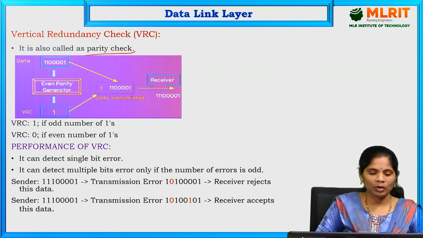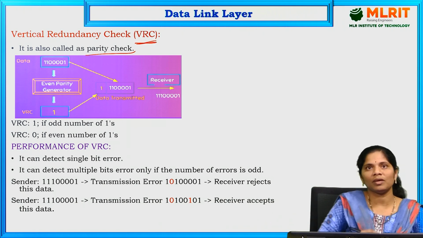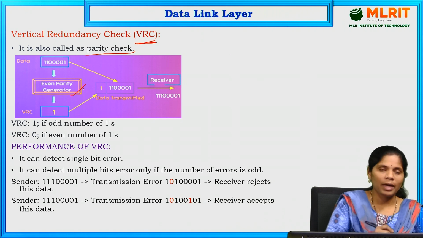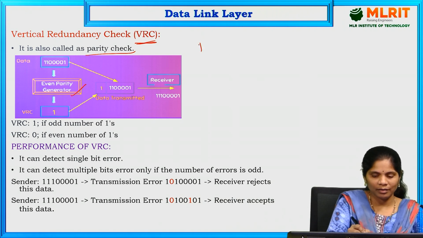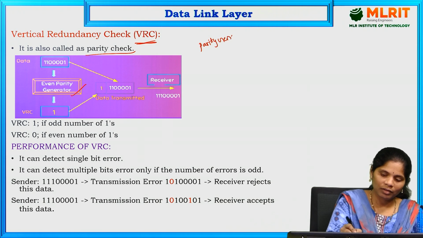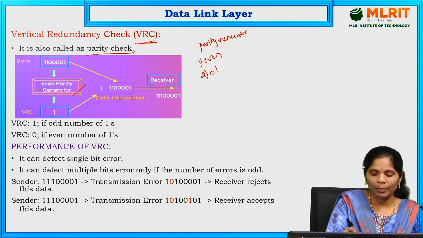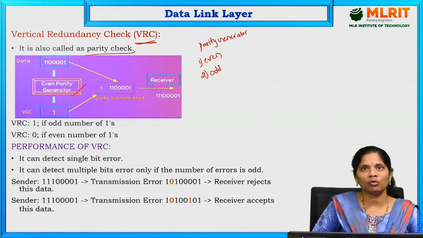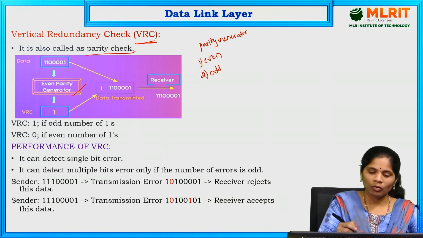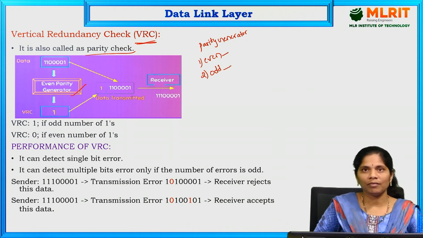Before discussing VRC, we have to discuss parity generators. What are parity generators? What are the different types of parity generators? There are 2 types: the first is the even parity generator and the next is the odd parity generator. So how the even parity generator works and how the odd parity generator works, we will see.